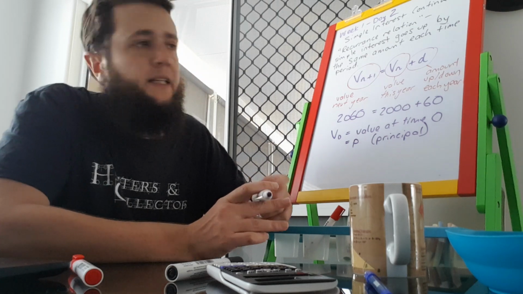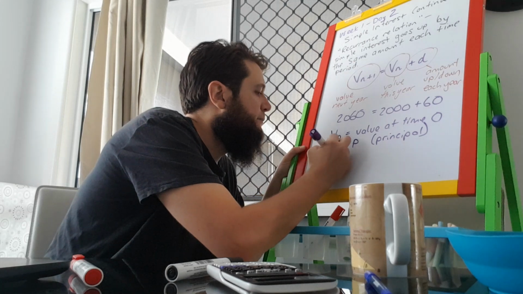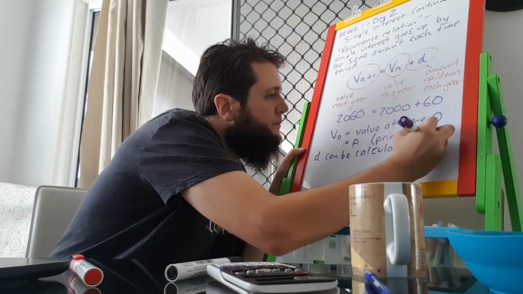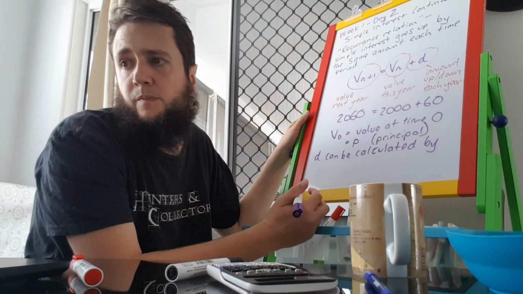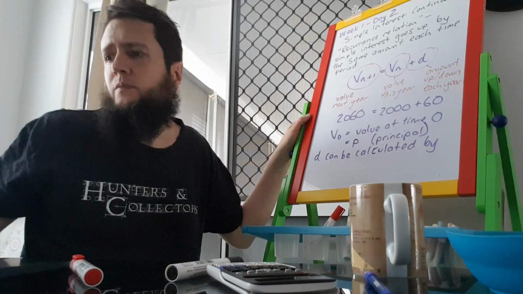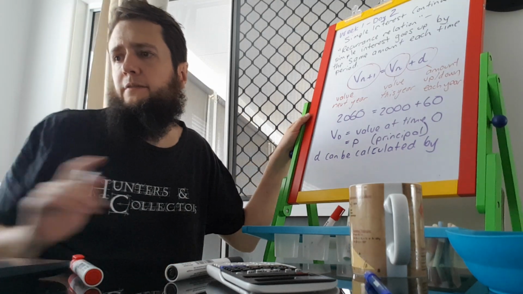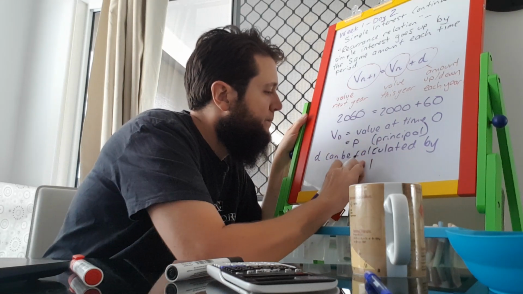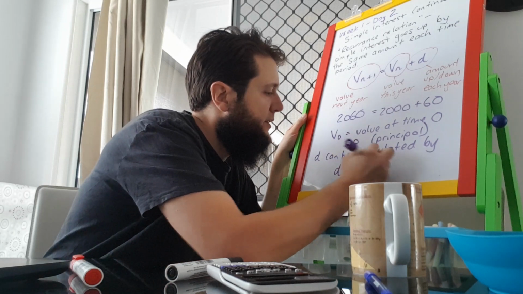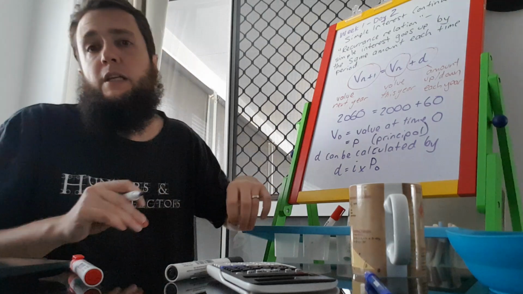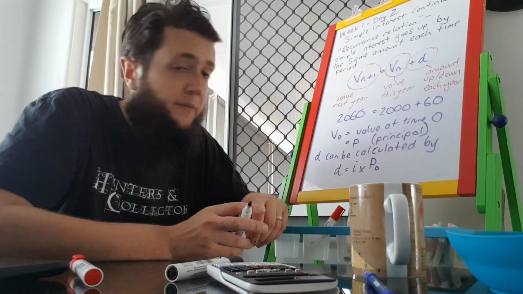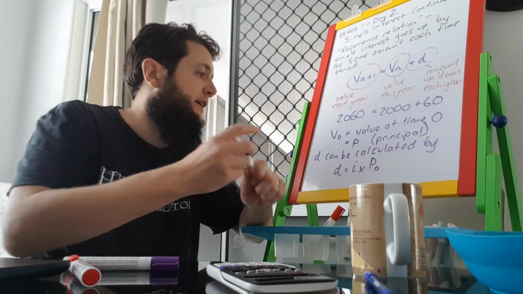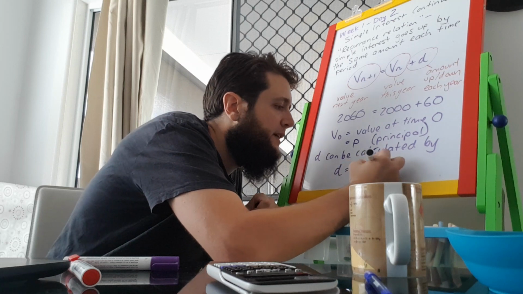The other thing I need to point out is a way of calculating D. D can be calculated by, what do we use? D is I times V_0, which is the same as I times P. And you'll need to remember what on earth that means. What's little I? Remember that? I was the interest rate as a decimal.